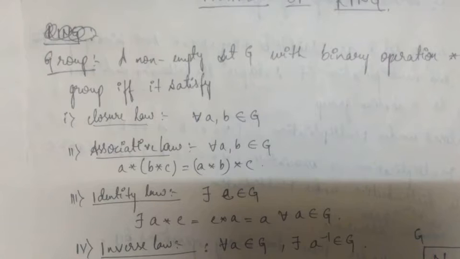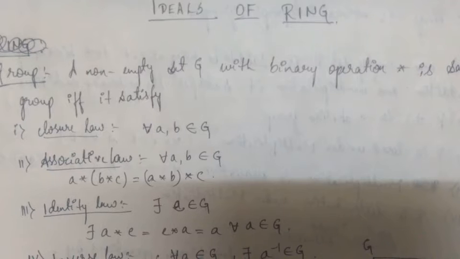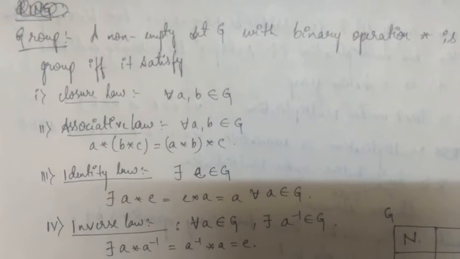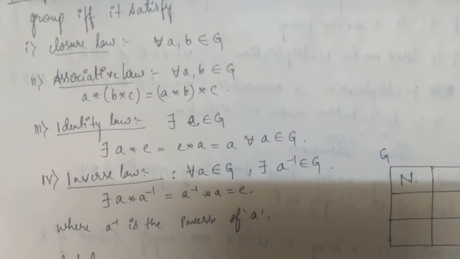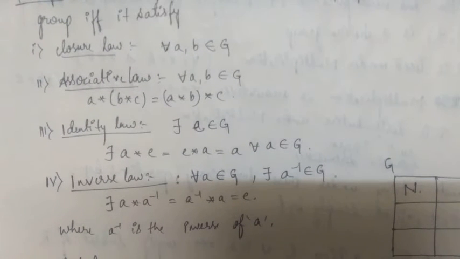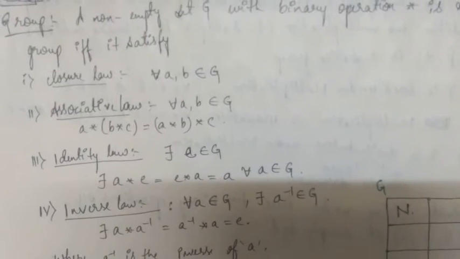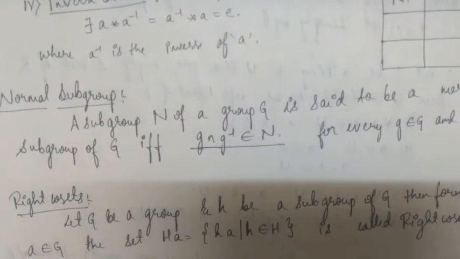Firstly, group. A non-empty set G with the binary operation star is said to be a group if and only if it satisfies closure law, associative law, identity law, and inverse law. If these laws are satisfied, then that non-empty set is said to be a group. In that group we have subgroups, and after subgroup we get normal subgroup.